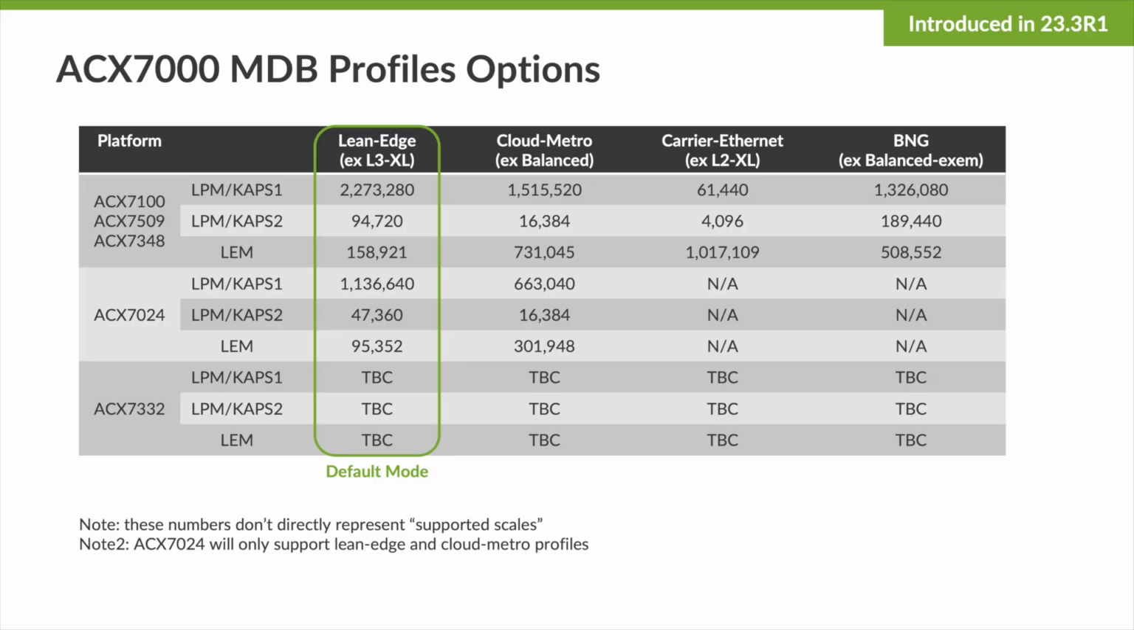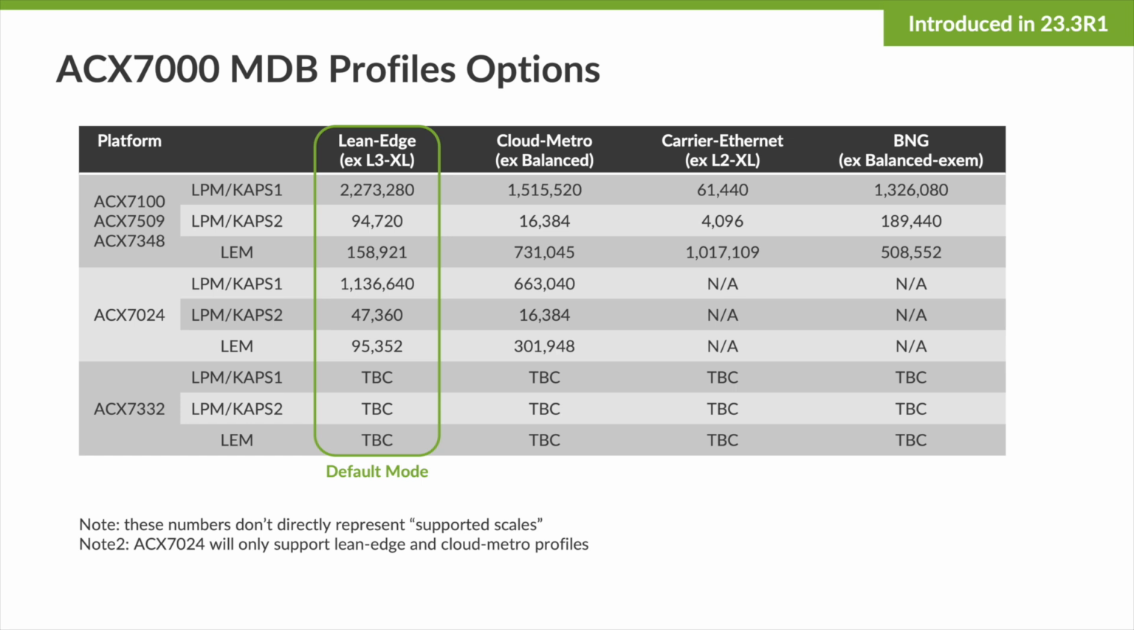Also very important to note that the numbers we are showing here do not represent supported scale, just the memory. We could have other bottlenecks that will not let you push the envelope as far as those numbers. But it's a very good way of understanding what does what and seeing the different proportions that we have.